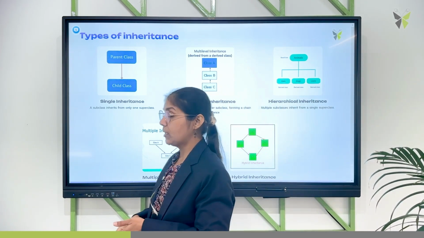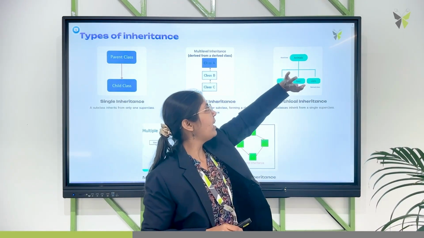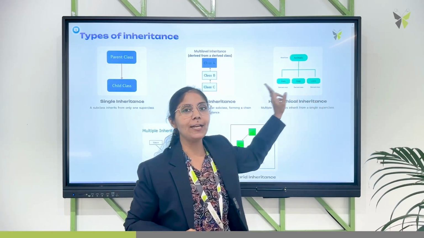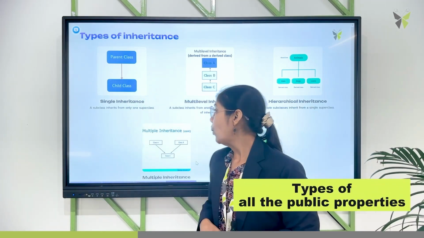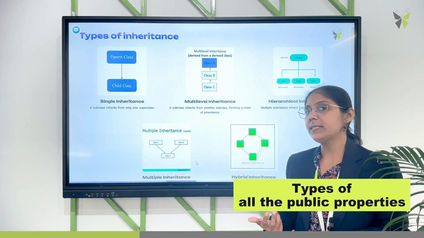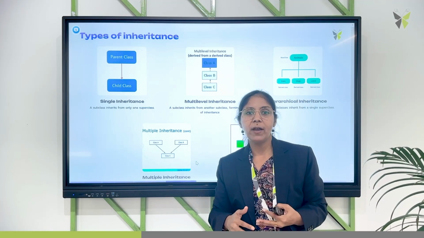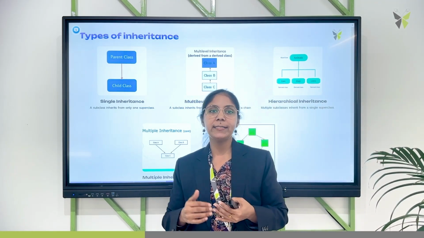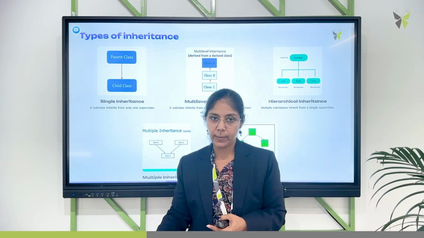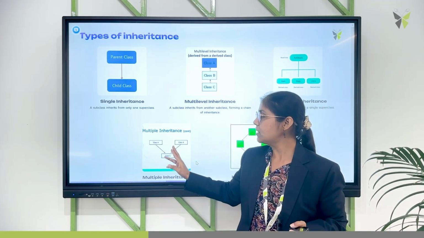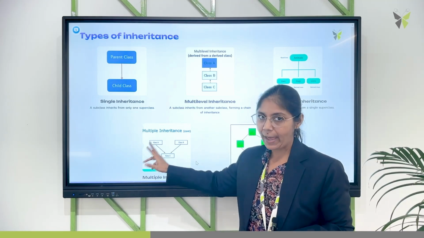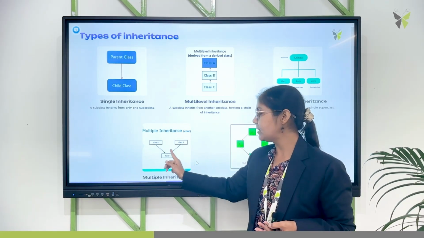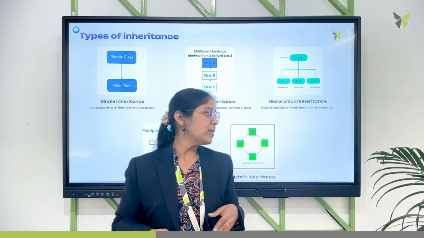Whereas hierarchical inheritance has a single parent class, that is Animals, and from that single parent class, multiple child classes are inherited. Then we have multiple inheritance. Multiple inheritance cannot be done in Java by default using the extends keyword. For this, we need to understand another concept called interfaces to implement it. So what is multiple inheritance? In multiple inheritance, you have two, three, or multiple parent classes, from which only one child class is created.